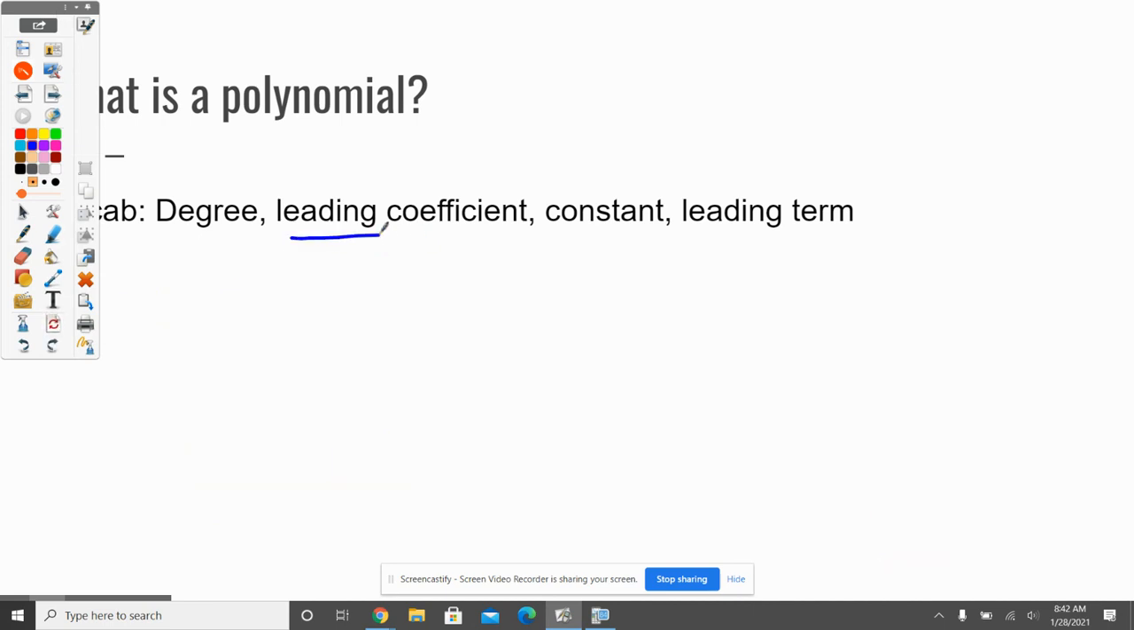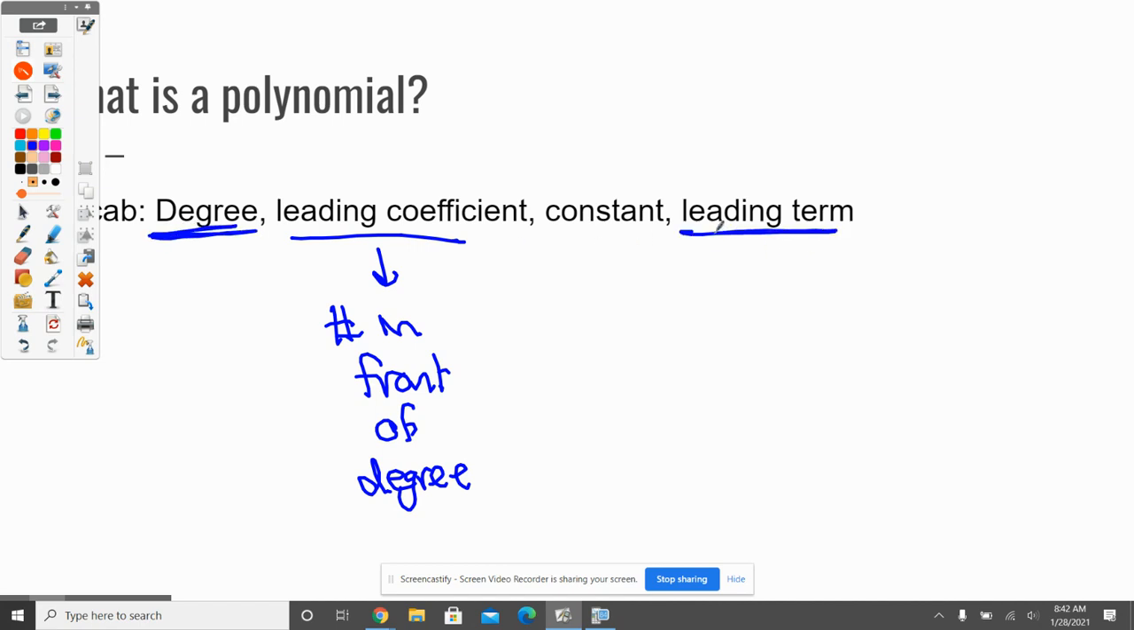Now, the leading coefficient is the number in front of the degree term. The degree term is the piece that actually has that highest exponent, and we're also going to call that the leading term. The leading term and the degree term are similar. And the number in front of the degree term is super important as well, because it will tell you if the graph is smiling or frowning. So that's a really important part of polynomials as well.